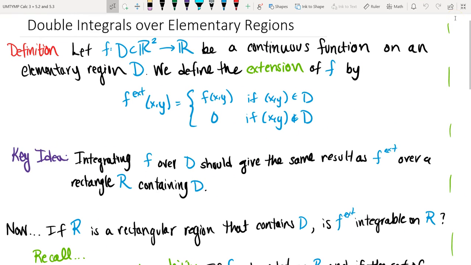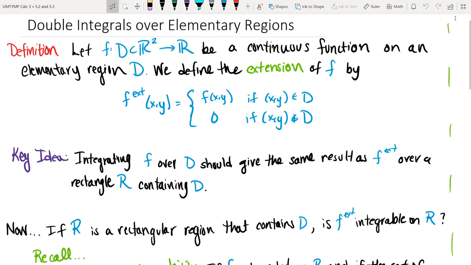All right, let's put those elementary regions to use, and we're going to begin to develop the theoretical framework here in this video for using those elementary regions. First thing we need is to talk about the extension of a function f, and so you can see the definition in front of you.